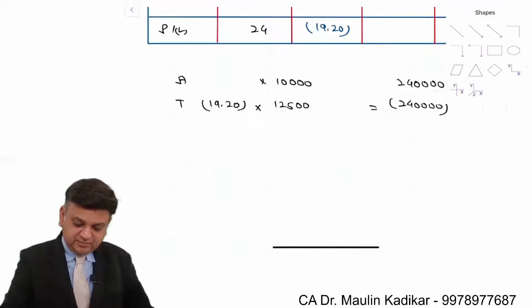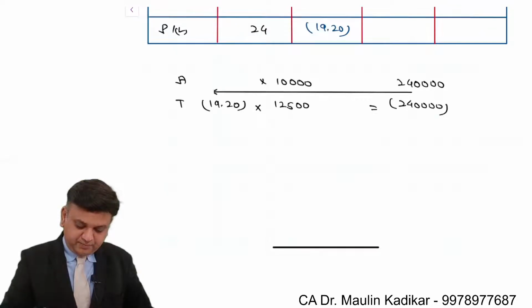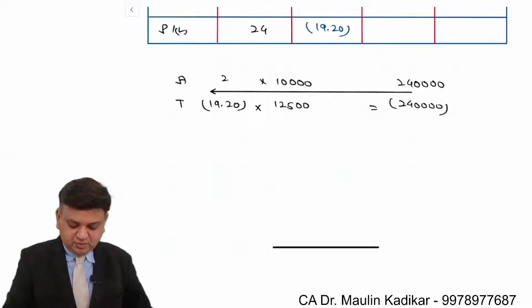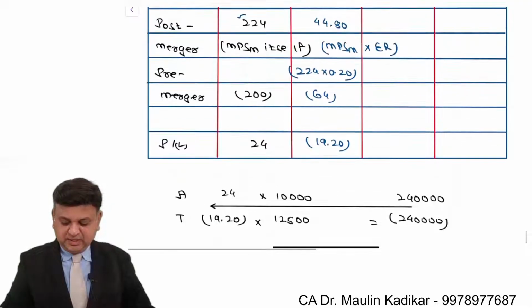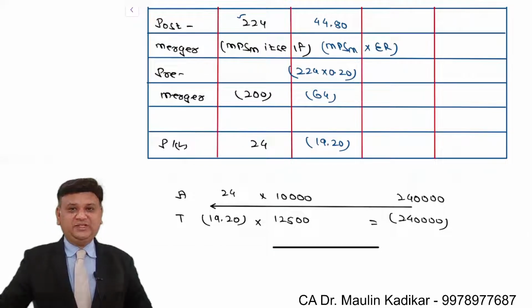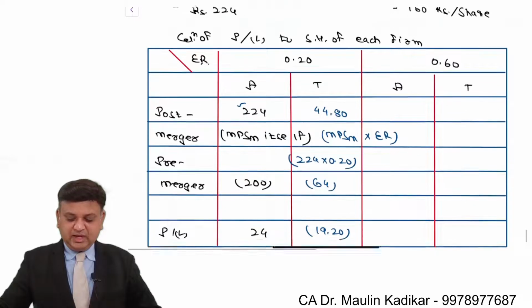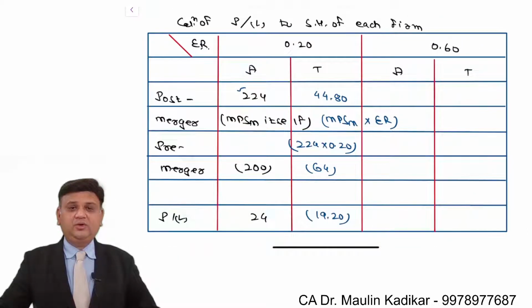Based on this, you can compute the profit to the acquiring company. 2,40,000 divided by 10,000, that comes to 24 rupees per share. This is the way we are required to calculate the answer. Take this answer of 0.2 and for 0.6 try to do the answer on your own and put your answer in the chat box.